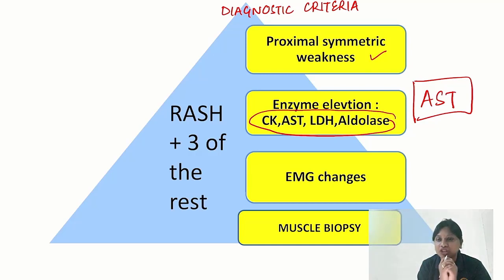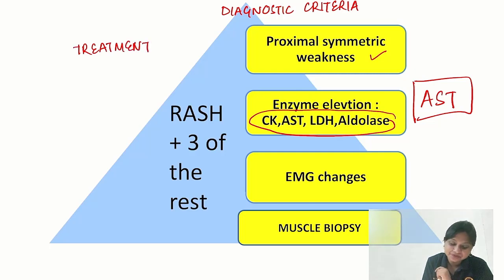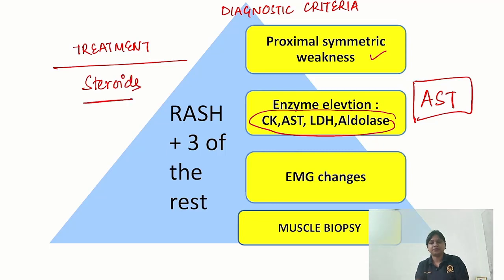For confirmation, we need the muscle biopsy and we also need the EMG, and this is the diagnostic criteria of JDM. We should remember the image of the Gottron's papules and the heliotrope rash and the antibodies anti-Jo1 antibody and anti-MDA5, which are associated with juvenile dermatomyositis. And what is the treatment that we suggest or treatment that is advocated for JDM? It is steroids.